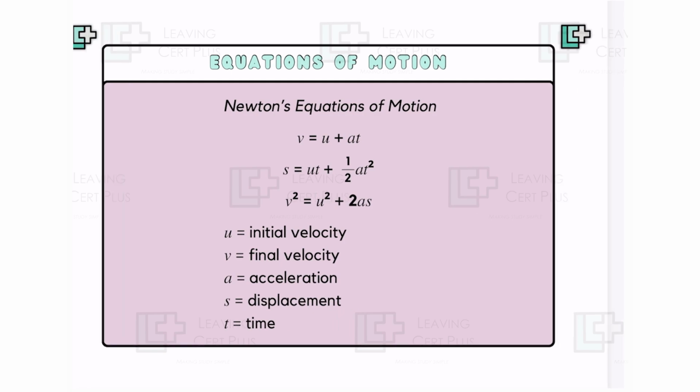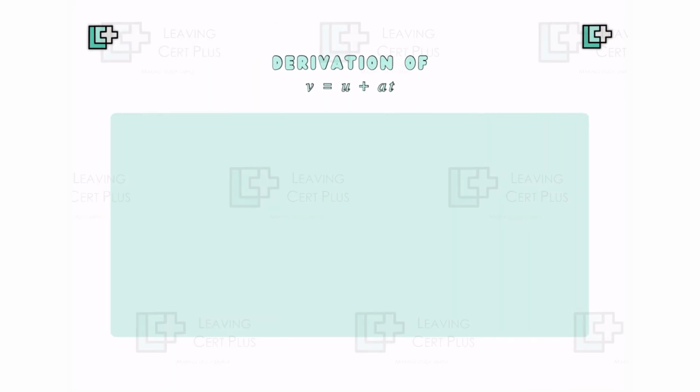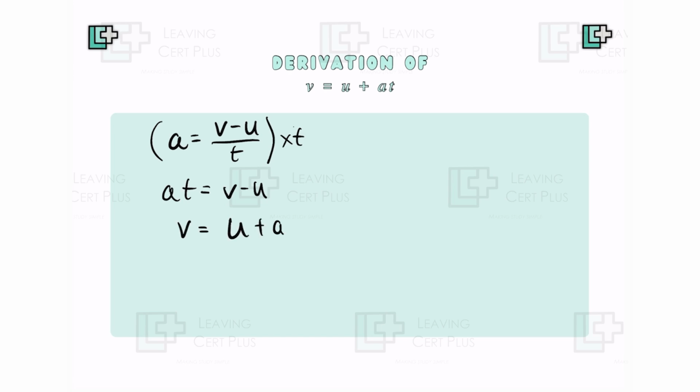And we need to be able to derive those equations. So let's do it. Our starting point for v equals u plus at is to say that acceleration equals v minus u, all that divided by time. I'm going to multiply everything by time to end up with at equals v take away u. And moving things to the respective sides, I get that v equals u plus at, which is exactly what we are asked for.